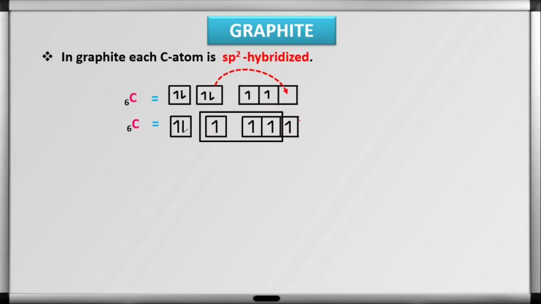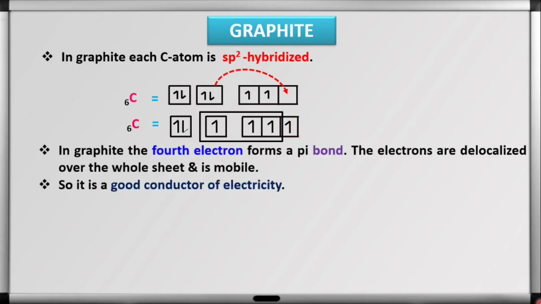And now this 1 free electron is involved in the forming of pi bond. हा एक free electron pi bond forming साठी involved होतो, and this electron is responsible for the conductivity because this electron is delocalized over the whole sheet of graphite. See, in graphite the 4th electron forms a pi bond and the electrons are delocalized over the whole sheet, and it shows the mobility, and that's why graphite is a good conductor of electricity.